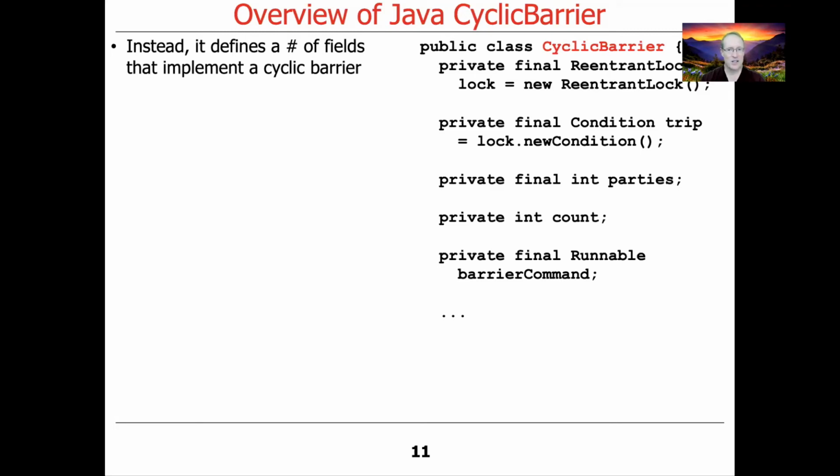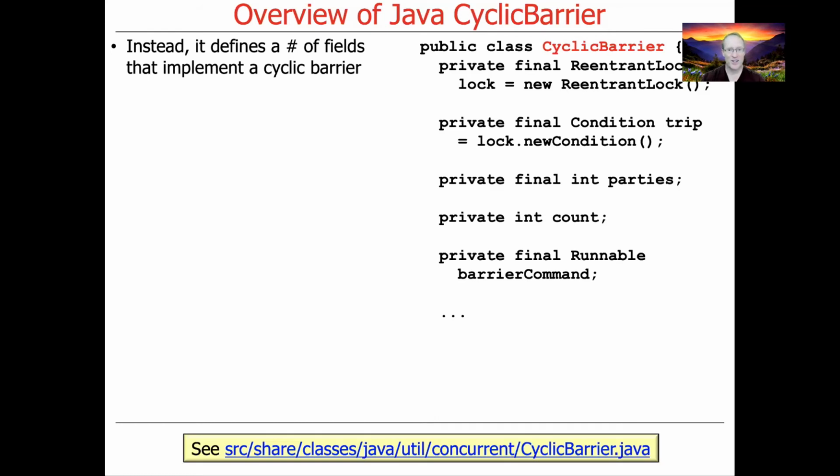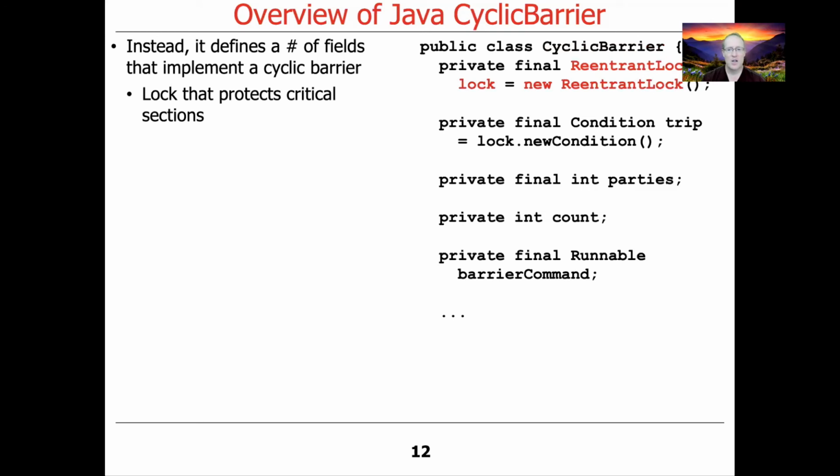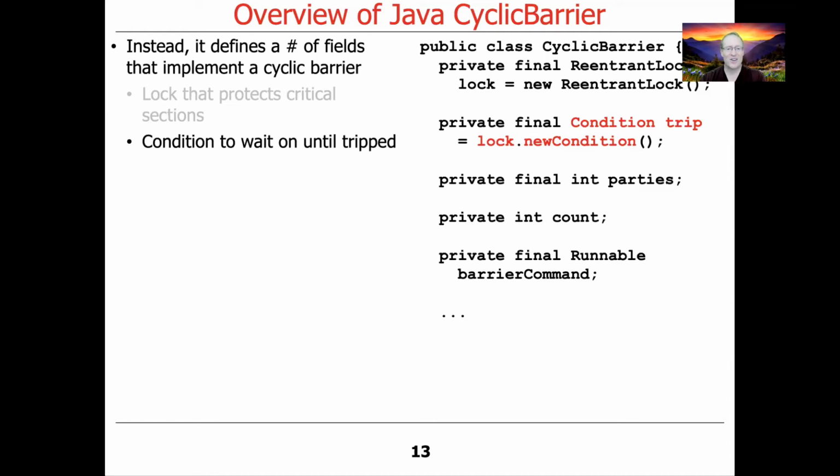Here's a little snippet of code from the Java class library that illustrates how this works. If you want to look at the code, it's all available at this link. It's really fun to look at once you understand what a reentrant lock is and what a condition object is; you'll have a pretty easy time understanding how the CyclicBarrier works under the hood. One thing it has is a reentrant lock that's used to protect all the shared mutable state in the critical sections that can be accessed concurrently. It has a condition object that's used by all the waiting threads, or the parties as they call them, to wait upon until it's so-called tripped.